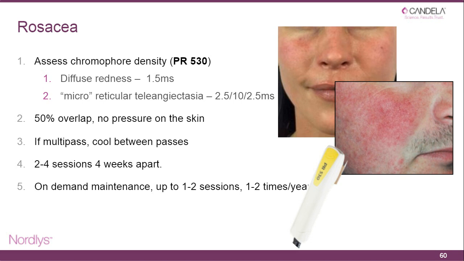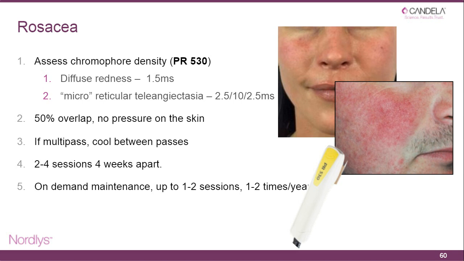Normally, it's needed. If we need to multipass, we should apply some cooling between the passes. When do we need this multipass? Sometimes we have some diffuse redness and a high density pattern of this microreticular telangiectatic pattern. So we can do the first pass with the 1.5 milliseconds pulse and cool the skin, and afterwards do a second pass with the 2.5, 10, 2.5 pulse regimen to address both conditions at the same time and improve efficacy.